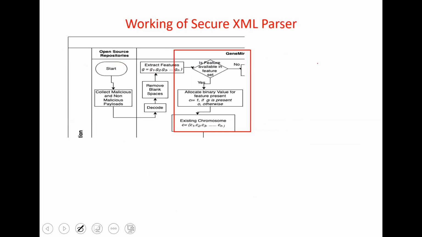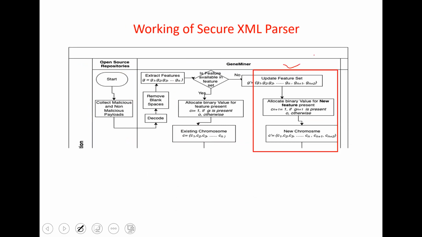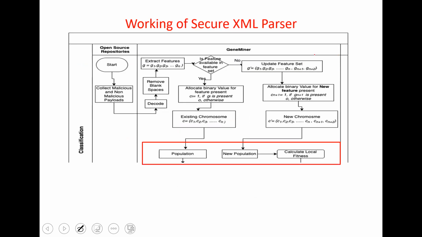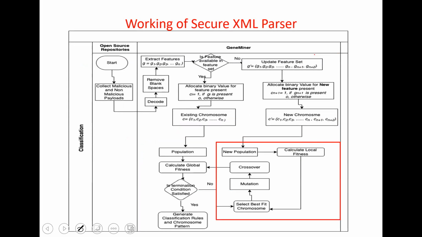To prevent this, we have come up with an approach that will detect these malicious payloads and extract their features. After extracting the features, we update the feature set. If there is a new feature that has been used by the attacker, it will update itself, create a new population, generate a newer generation, and classify the document as malicious or non-malicious.